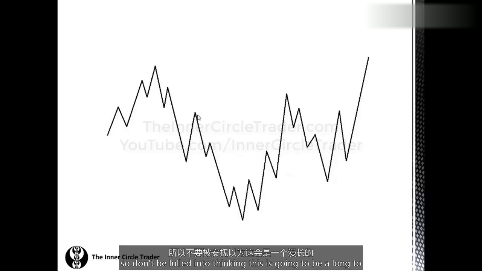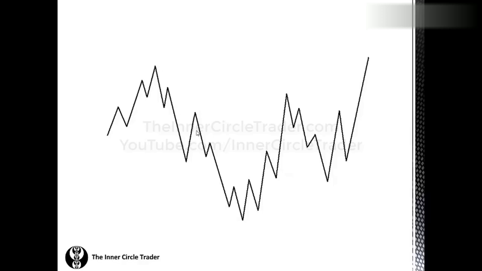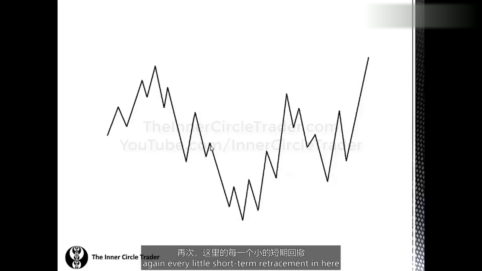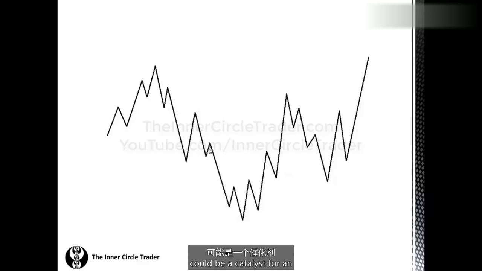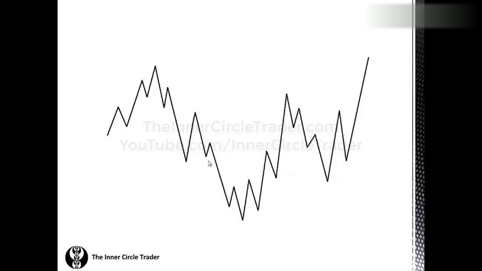So don't be lulled into thinking this is going to be a long to go higher, assuming again this is a higher level resistance level. And again, every little short-term retracement in here could be a catalyst for an additional entry using our smallest of the 3 time frames.